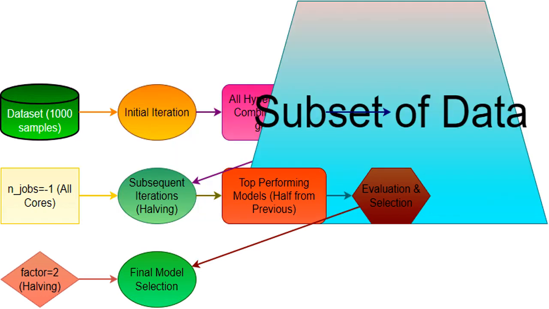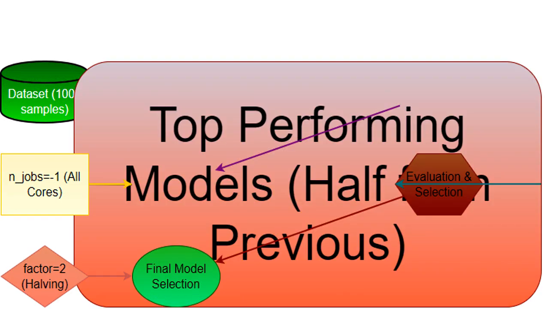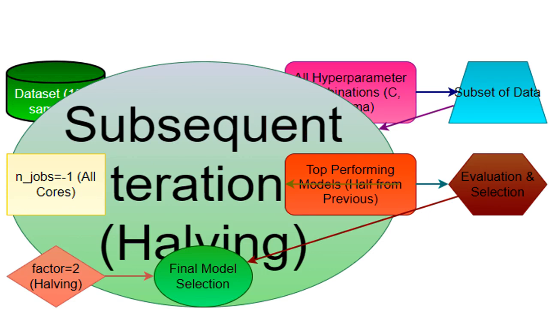Some will work better than others. To make things efficient, I don't test all combinations on the entire dataset. Instead, I use a smaller portion of the data in the initial iteration. After each iteration, I only keep the top performing half of the models from the previous round. This iterative process is called successive halving, meaning that the number of models is getting halved at each step. n_jobs tells my computer to use all of its processing power. Think of it as having lots of helpers all working at once to get the results quickly.